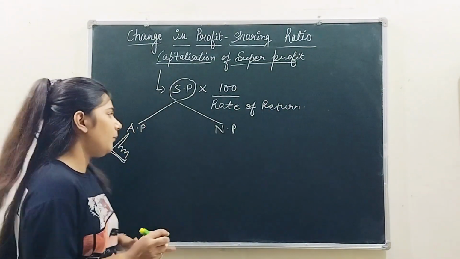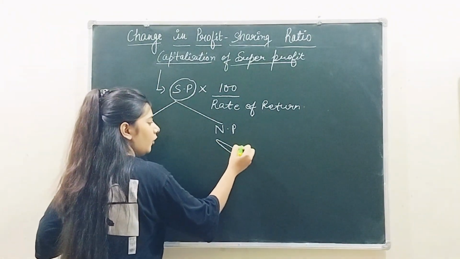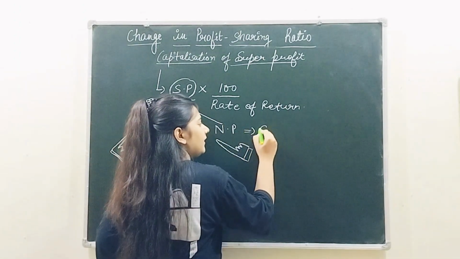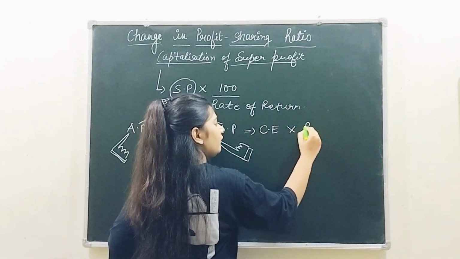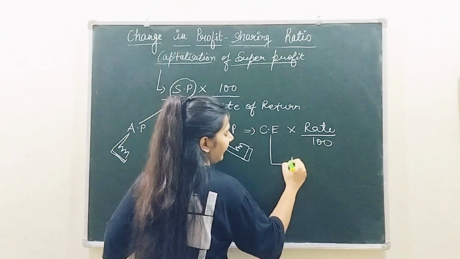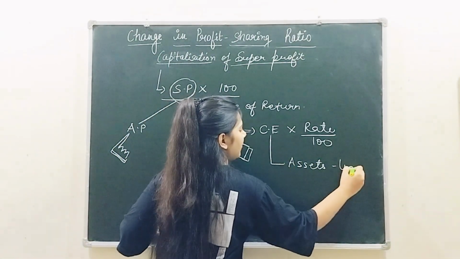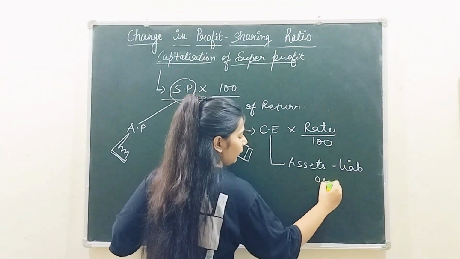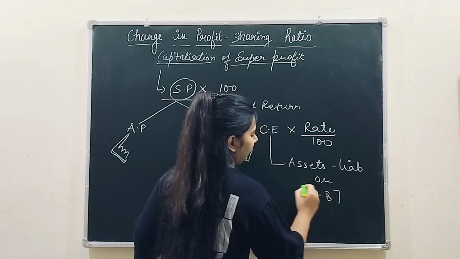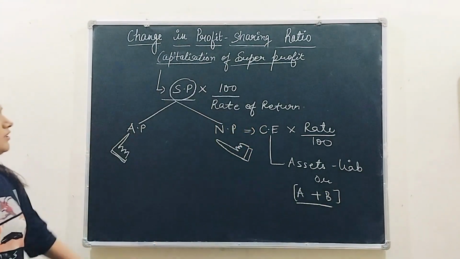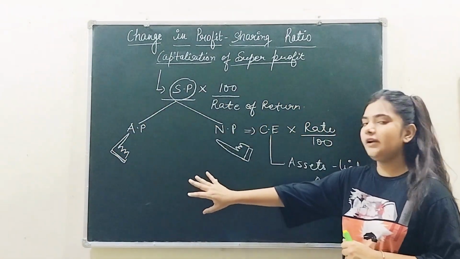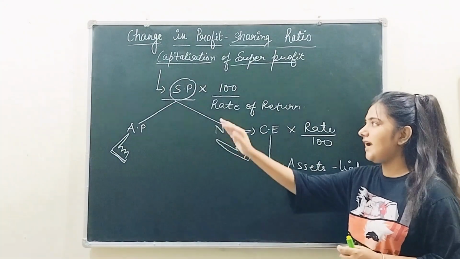Now talking about your normal profit. You already know the normal profit formula from when you learned about solving a super profit. It is basically your capital employed into rate of return divided by 100. And for capital employed, I again tell you: assets minus liabilities. Or you can add the capital of partner A and the capital of partner B. Okay? So this is the entire crux of your super profit method. You don't need to focus on the formula; you just write it and understand the crux point of it.